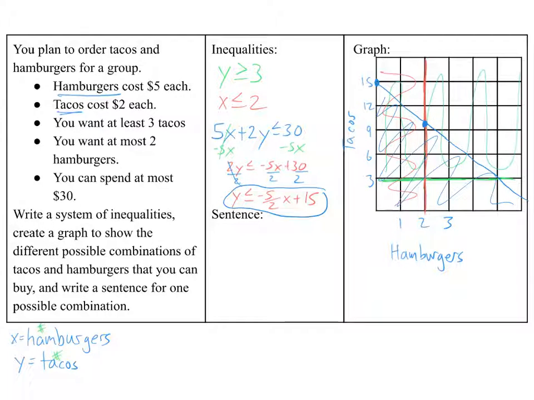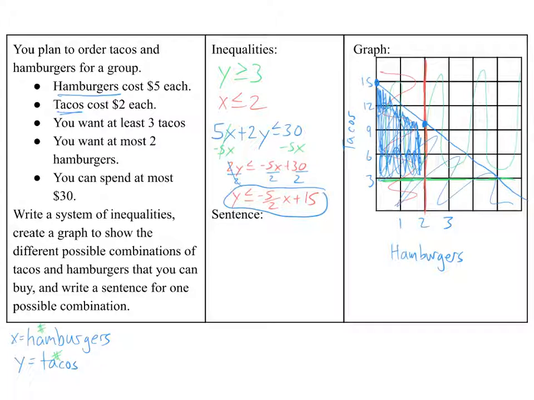Hopefully you can see that space right here. I'm going to keep shading and shading and shading. Going to darken that up is my answer. Now we're going to talk about what that represents. But that's our system of inequalities, right there in that shaded region. Here we go. So the next piece is a sentence. We want a sentence to describe an answer. Do you understand any answer would be in this shaded region? So I just want a combination of tacos and hamburgers from this shaded region.